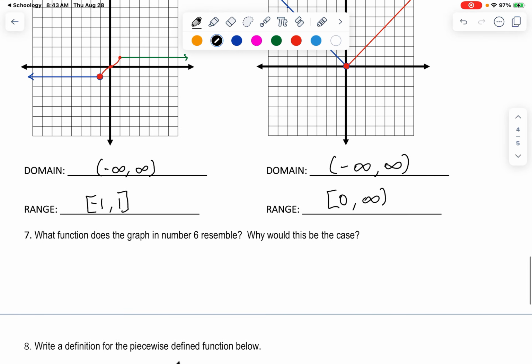What function does the graph in number 6 resemble? Why would this be the case? So this resembles, if you look at it, it's V-shaped. It's our absolute value function. And it doesn't just resemble it, it looks exactly like it.